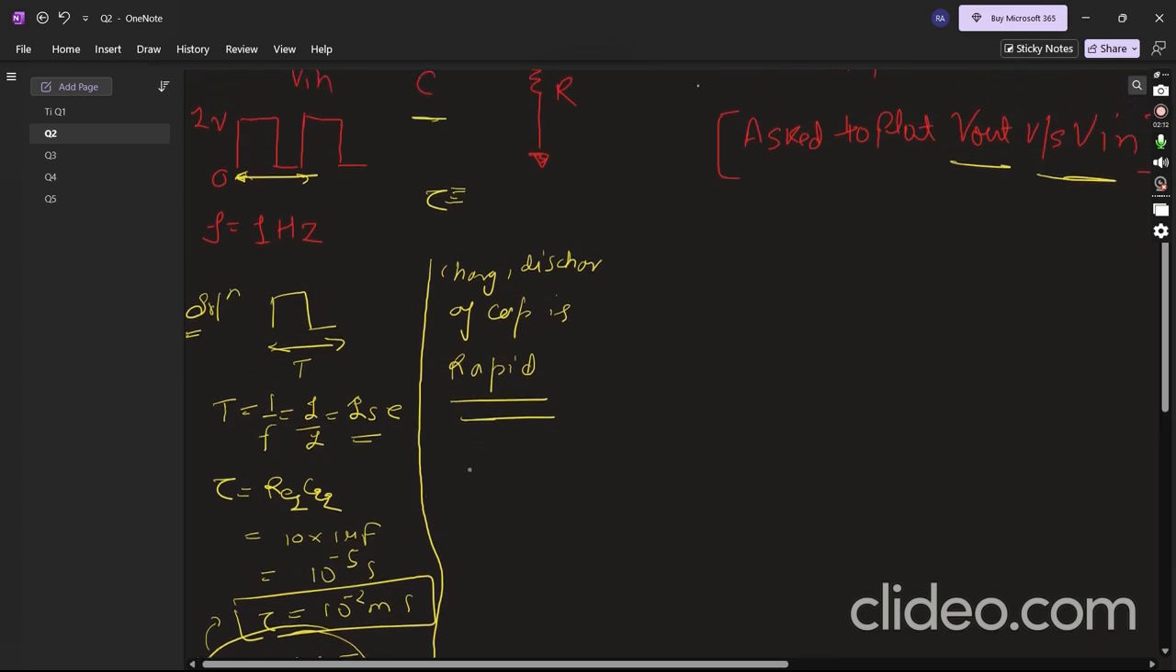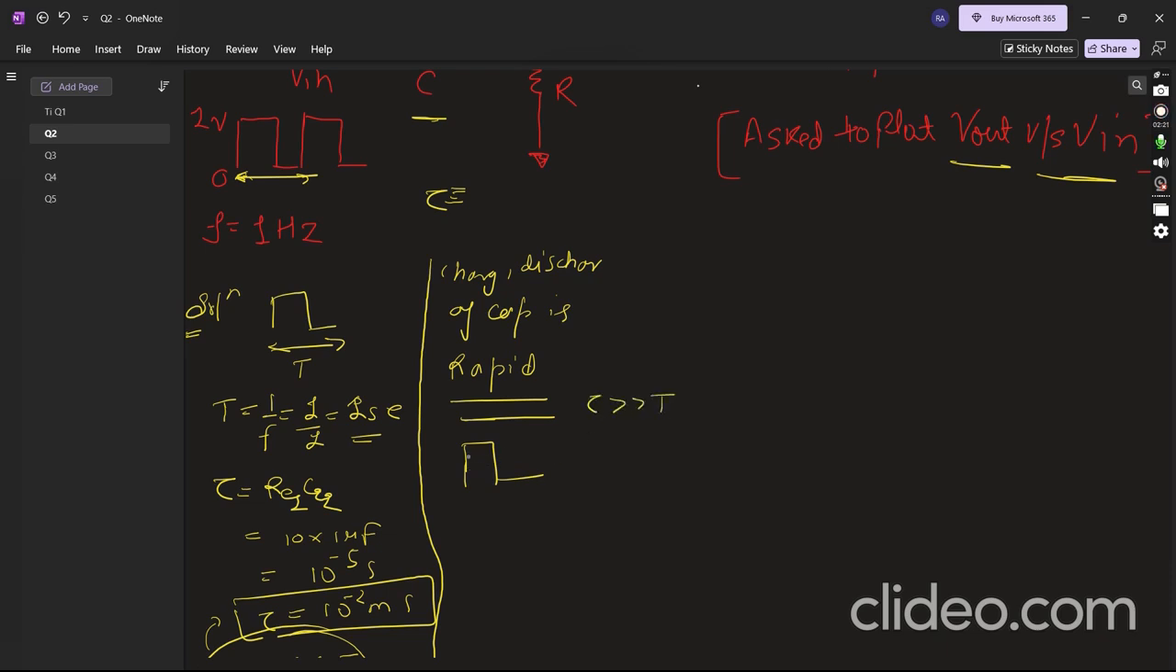It does not depend on the pulse time period anymore. If the time constant is greater than the time period, then we have to see when the capacitor charges. It will charge fully before the positive pulse, or it will charge midway through the positive pulse. It's so unpredictable. We have to consider each and every case.